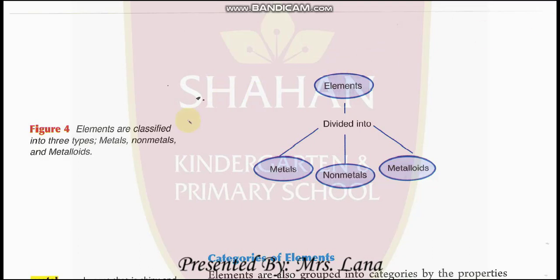And elements are classified into three types: metals, non-metals, and metalloids.